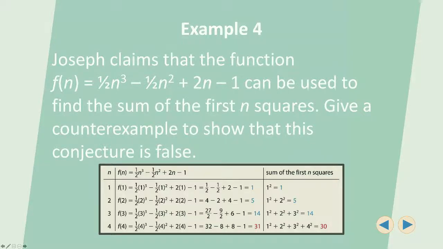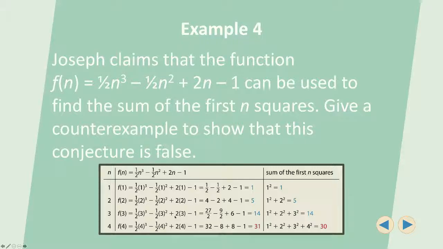Plugging in here, again, the math is done for us. We can think through it. 2 cubed is 8 times half is 4. That's where this came from. 2 squared is 4 times a half is 2, so minus 2. 2 times 2 is 4, minus 1 is 5. That one works out. Try the next one.